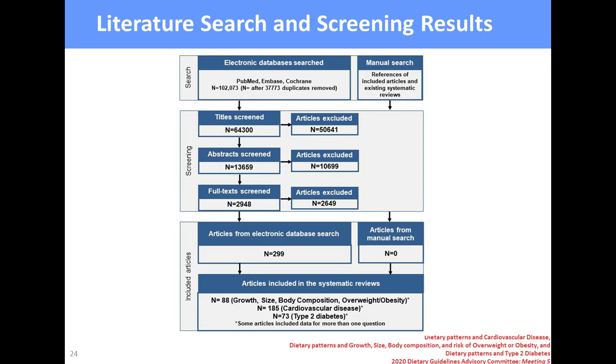This is the summary of the literature search and the screening results from the combined search of the 3 questions. After removal of duplicates, the remaining were further screened as previously described, and for this review, 64,300 articles were title screened, 13,659 articles were abstract screened, and 2,948 articles were screened at the full text level. And then in all of these cases, too, a manual search to double check. And this review resulted in 299 included articles that examined dietary patterns among the 3 separate questions. Note that many articles overlapped each question, reporting multiple outcomes.